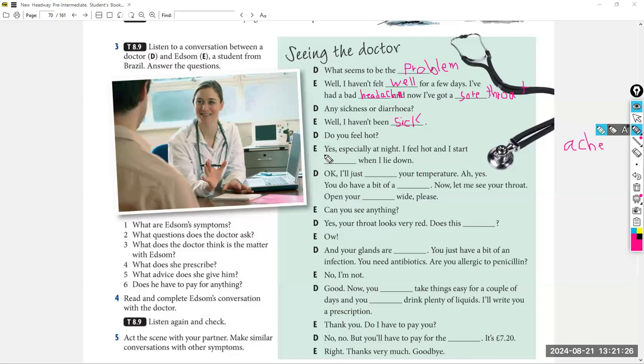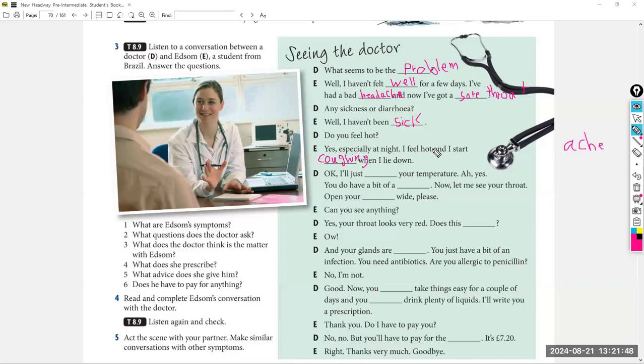So this is coughing. C-O-U, I'm sorry, let me write it correctly. So this is O-U, this is G-H, cough, and I-N-G, start coughing. Okay?